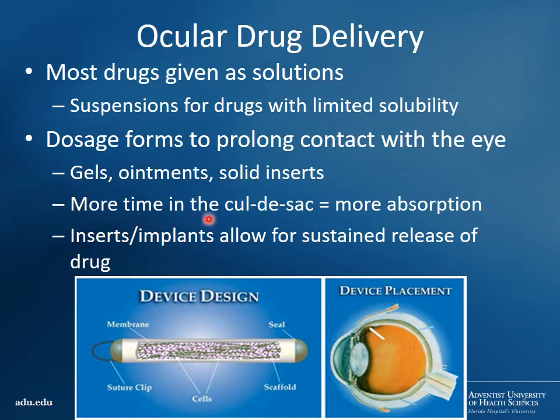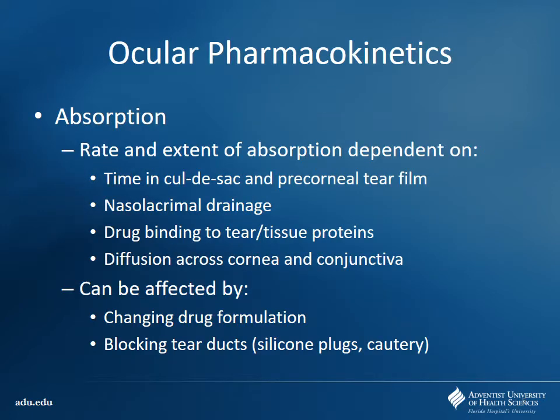But basically, the thing to note here is that the more time a drug has in the cul-de-sac, and what is the cul-de-sac besides what you live at the end of, maybe? Yeah, basically, that space between the eye and the subconjunctiva is the cul-de-sac. So the longer the drug's staying there, the better the absorption you're going to have. So again, as far as absorption goes, the longer it stays in the cul-de-sac and the precorneal tear film, the better absorption you're going to get.